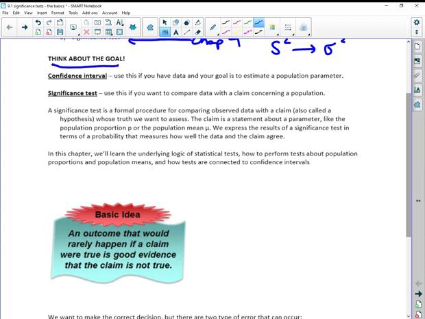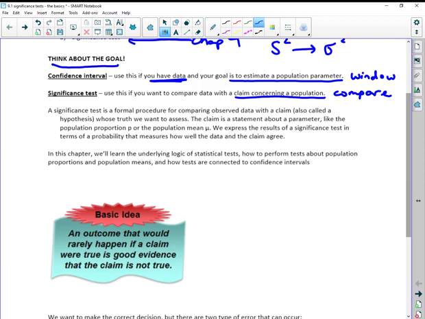If you only have raw data, only have sample data, and you don't have a population value to compare to, then your goal is probably to estimate that population parameter. And this is nice because it gives us a window of what we think might be reasonable values. And we either did capture it or we didn't. Significance tests, though, if we want to compare our data and somebody's made a claim about the population, then we would prefer that test.